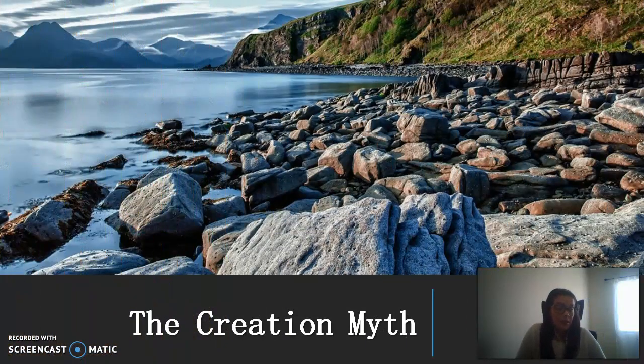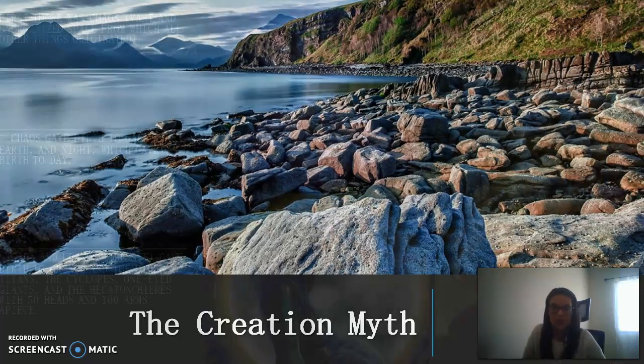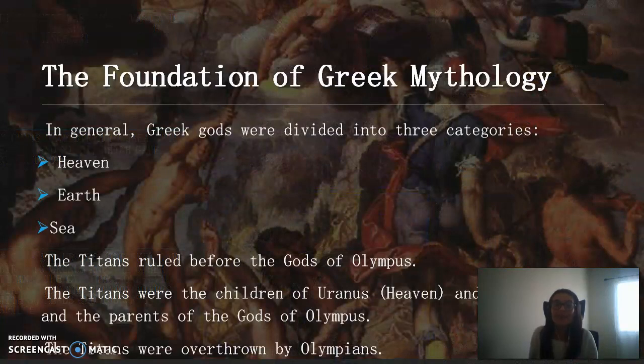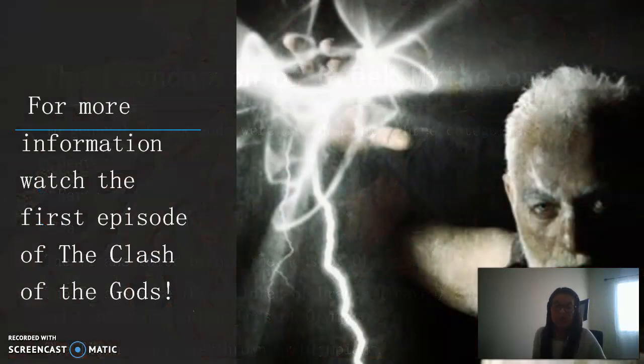The creation myth is one of the basics, one of the stories that we must know: how the world started, where everything started. Okay, and we're going to start from chaos. Chaos means nothingness. And from chaos, Gaia, the earth, and also Uranus, the sky, and many others are going to come up. We're going to be reading about it so that we can understand where Titans and gods and goddesses supposedly come from. In general, the Greek gods were divided into three categories: heaven, earth, and the sea. And that's the way they are going to be separated.